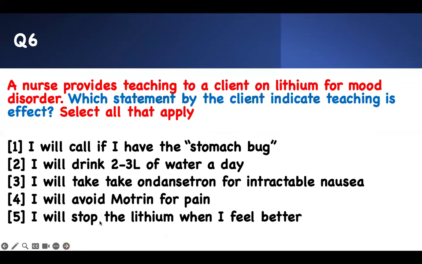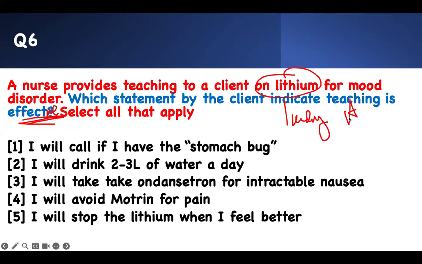And let's provide teaching to a client on lithium for mood disorder. Which statement by the client indicates teaching is effective? Right? It's an effective teaching. I forgot to put effective. Effective teaching means that if you're taking lithium, don't do anything to your kidney. That will affect your kidney.